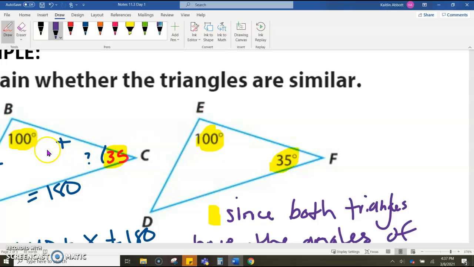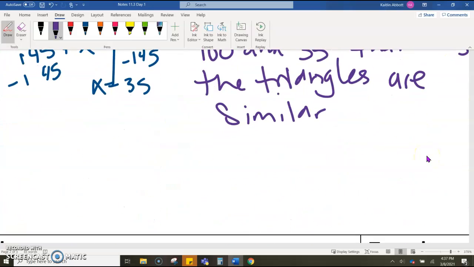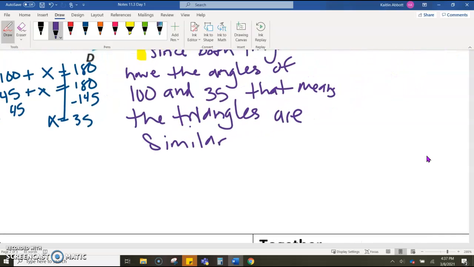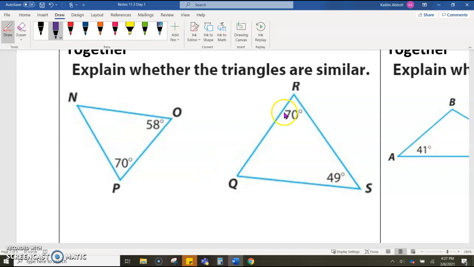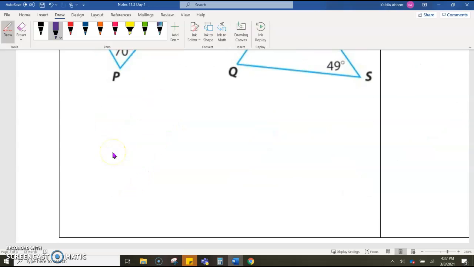So there's going to be times where they aren't the same. They aren't going to have the same angles, and that means they're not going to be similar triangles. So let's do the rest of these, they are on your Nearpod. So let's see if these ones are similar. They both have a 70. Great. All right. Now the one's 58, one's 49. So let's pick one. I'm going to pick this first one just because it comes first.